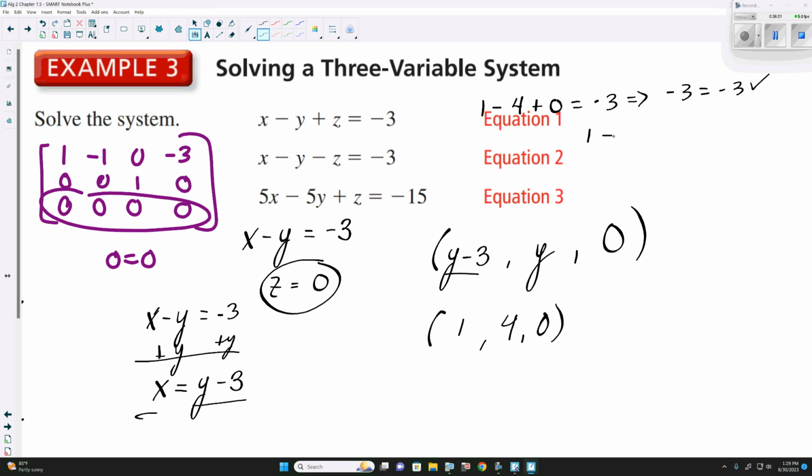The next one, we have 1 minus 4 minus 0 is negative 3. Well, yes, that's pretty much the same as the first one. Last one, 5 times 1 minus 5 times 4. I need to distribute to both sides. Plus 0 is equal to negative 15. Well, 5 times 1 is 5. Minus 20 is equal to negative 15. Yes. Any value I plug in for y will be true for all three of these equations.